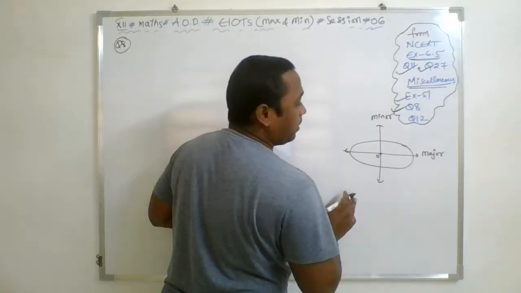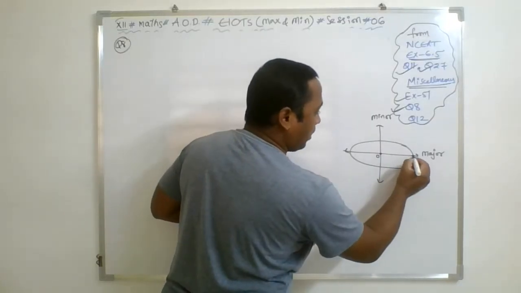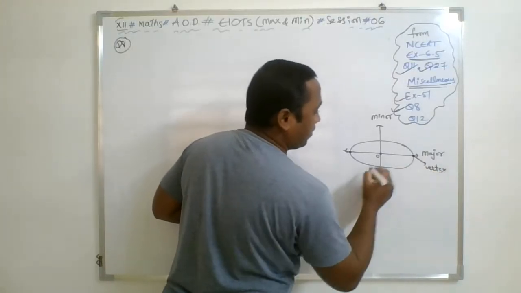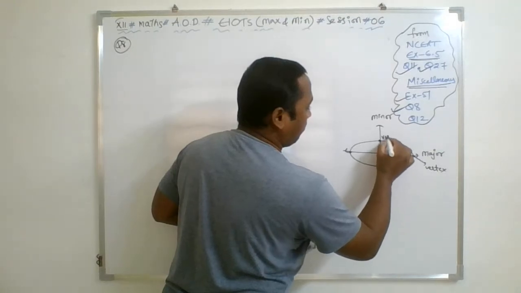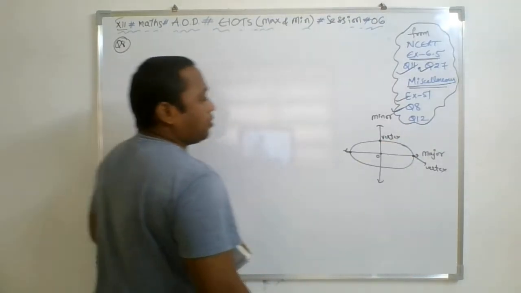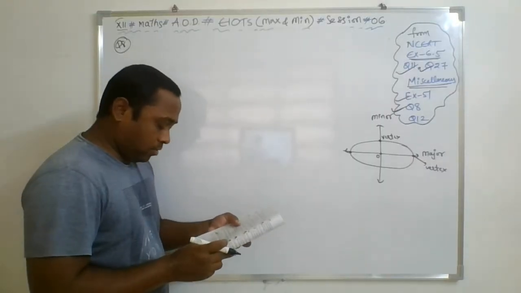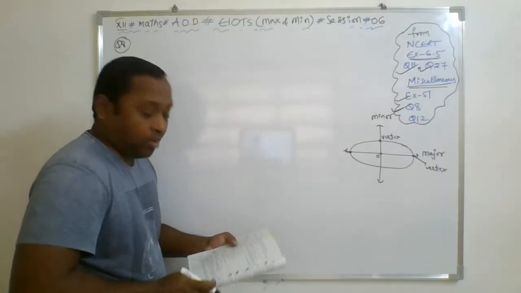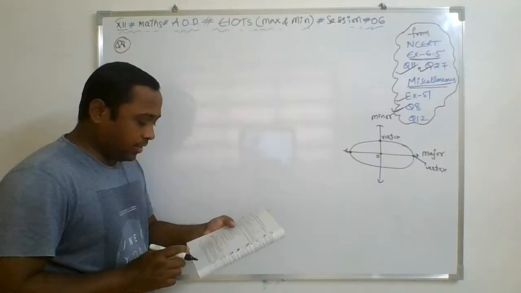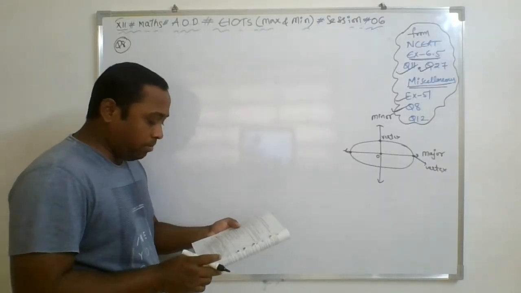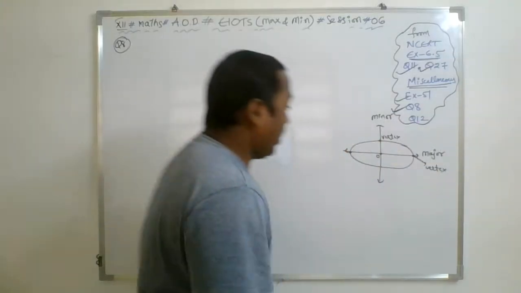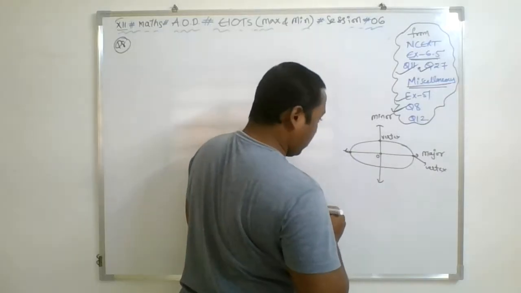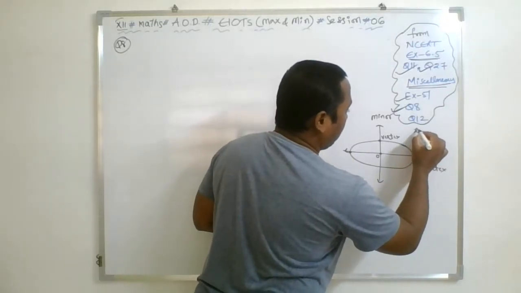This is the center of the ellipse, and these endpoints are called the vertices of the major axis, and these are called the vertices of the minor axis. Okay, so now what they have done is inscribed an isosceles triangle in this ellipse in such a manner that one of the vertices coincides with the endpoint of the major axis. First of all, what is the equation given to us?